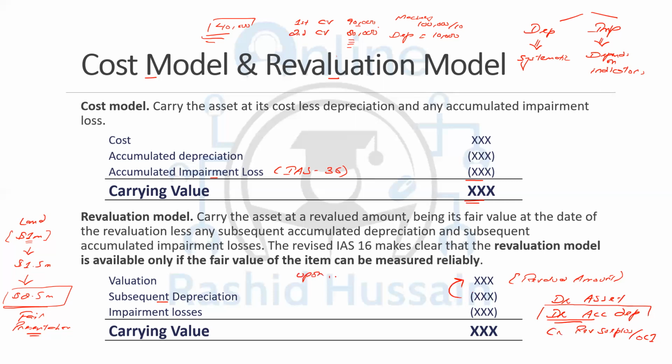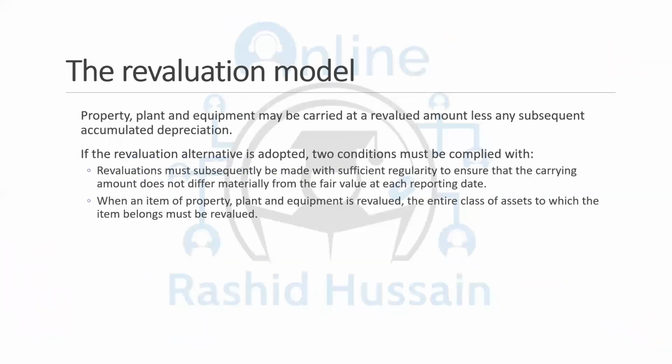So upon revaluation, depreciation is charged on revalued amounts and remaining useful life. That is why we are de-recognizing the previous depreciation, because the new depreciation is going to be based on the revalued amounts. So these are the two models, the cost model and the revaluation model. So you need to understand both of them in order to solve the exam question.